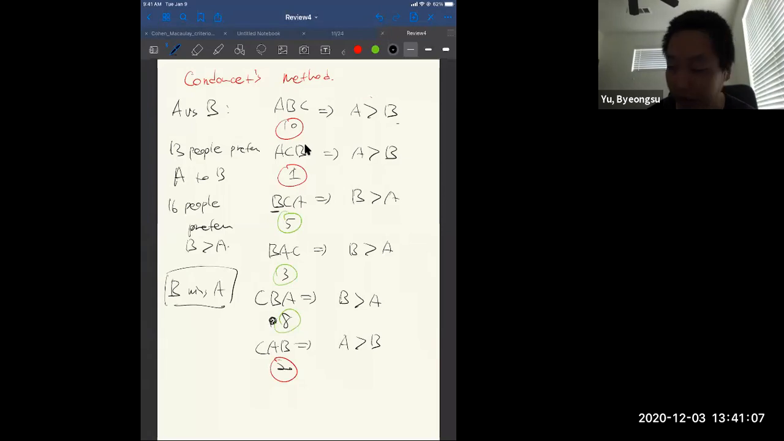Do you have any question? Okay, likewise, you can do this for C to B, right? So instead of A to B, you can do this for C to B because B wins A. So if B also wins C, then B is the Condorcet winner. Okay. So from the first one, ABC means that B is preferred to C. And in the ACB, it means that C is preferred to B. And from BCA, B is preferred to C. And in the BAC, they prefer B to C.